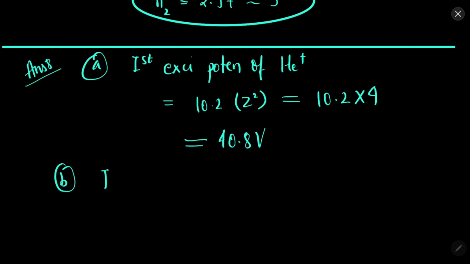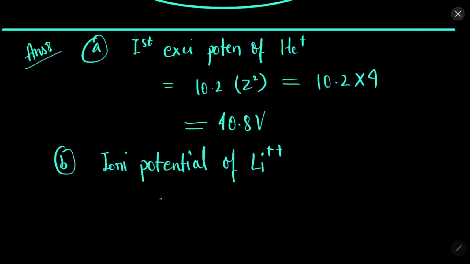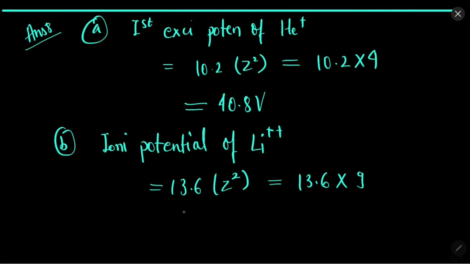And for the ionization potential of the lithium ion, we will have 13.6 eV into Z square. So it will be 13.6 into 3 square, that is 9. So it will be 122.4 volt.